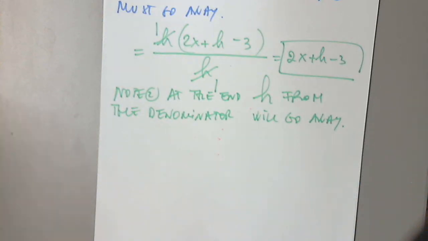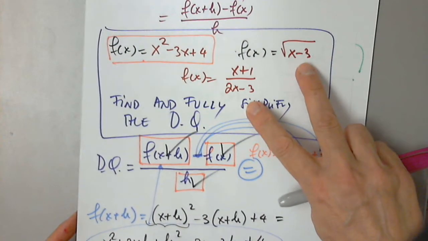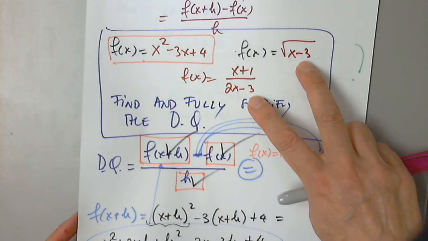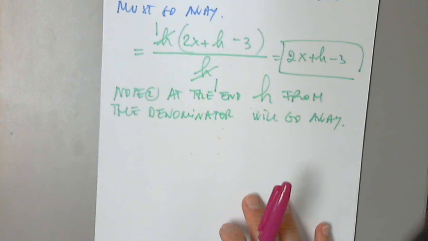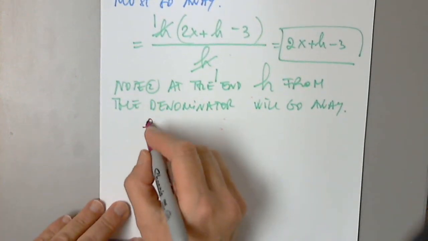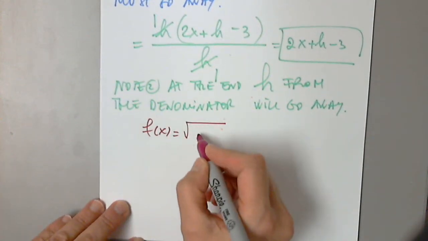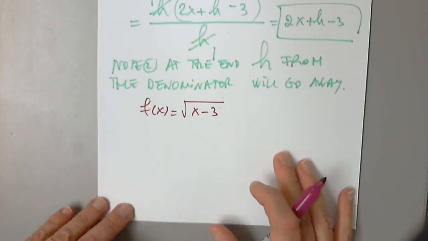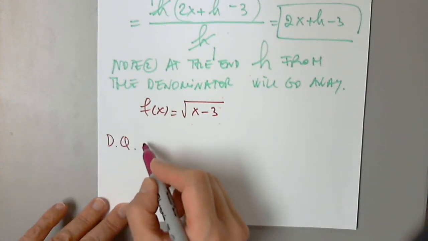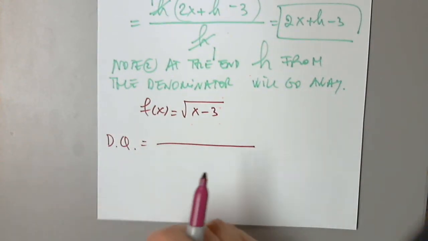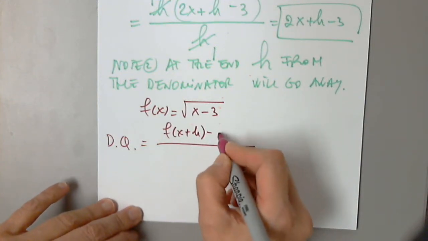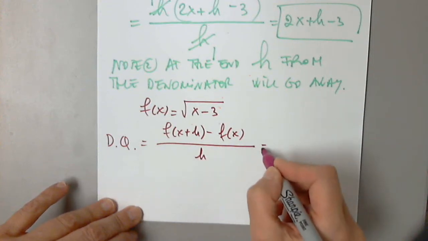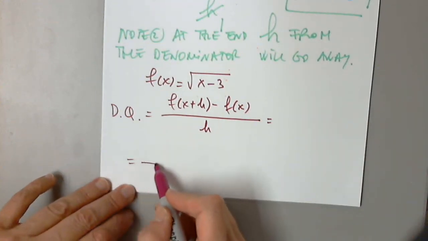Okay, so do we want to do both, or you want to choose one? The square root? Okay, very good. So the same question, this time we have the square root, I think I said x minus 3. And we want the difference quotient. Please write the difference quotient first, the formula. f of x plus h minus f of x divided by h. And now please tell me what to write.